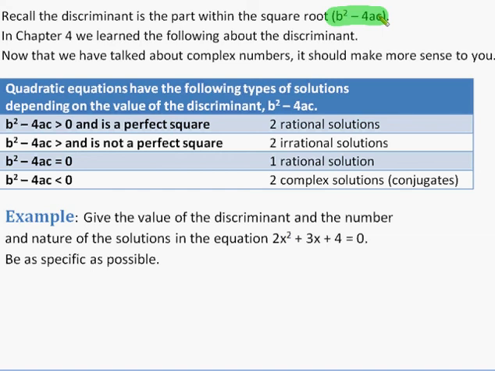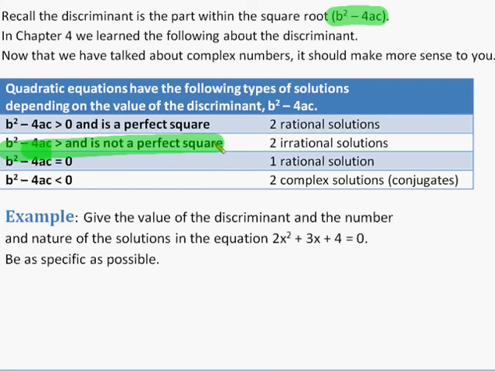If what's under the square root is greater than 0 and a perfect square, so maybe 16 or 25 or 36 or 49, any of those perfect squares, you're going to have two rational solutions. You're not going to have irrational numbers, you're going to have rational numbers. You're going to be able to simplify that square root and no longer have a square root there. If it's greater than 0 and not a perfect square, you'll end up with two irrational solutions.